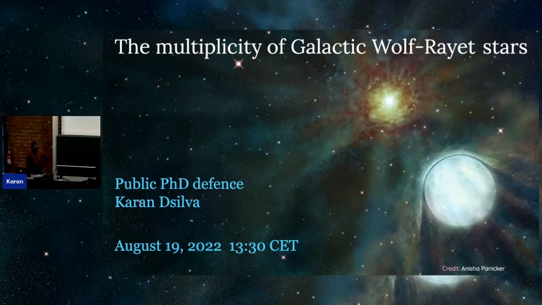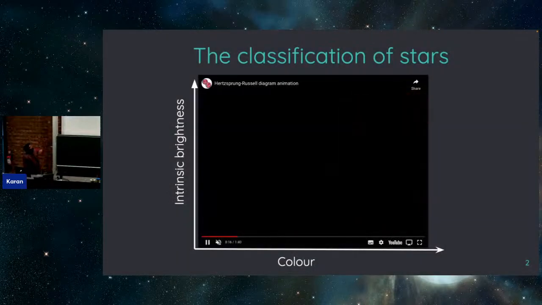Good afternoon, everyone. Thank you all for taking the time to come to my PhD defense, and I'm happy to be here today. Thank you to the jury members for giving me the opportunity to present my work. Today I'm going to talk to you about what I've done in the past 4 years. The title of my talk, as you can see, is The Multiplicity of Galactic Wolf-Rayet Stars. So I'll take you through this, I'll explain what I mean by this, and let's get started.